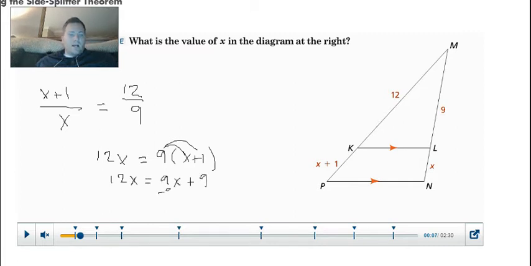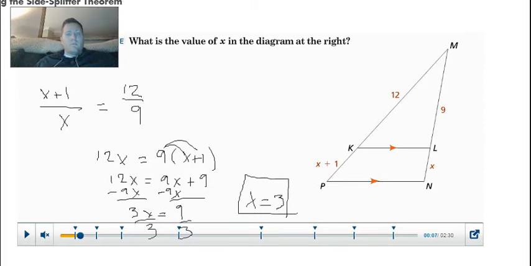I'm going to subtract 9x from both sides. That's going to give me 3x is going to equal 9. Divide both sides by 3, and our final answer is x equals 3 right there. I'm going to box that in. And all I wanted to know was the value of x. So we got it right there.